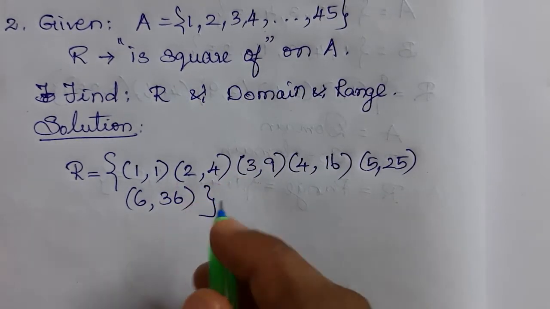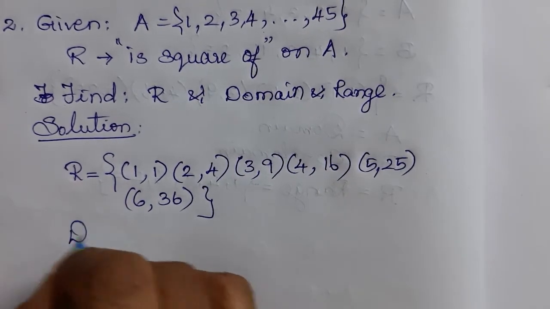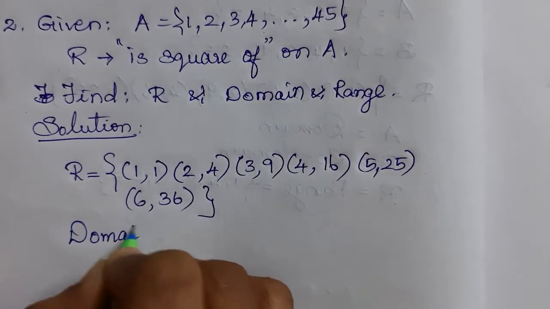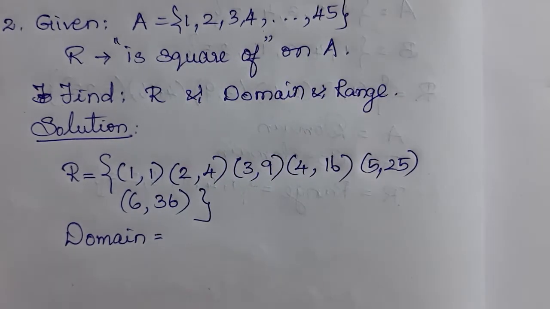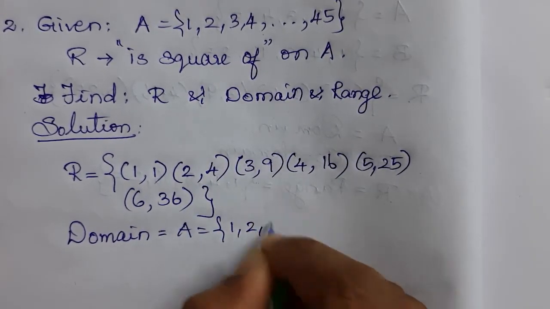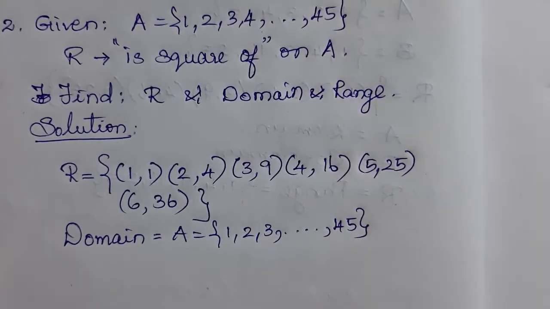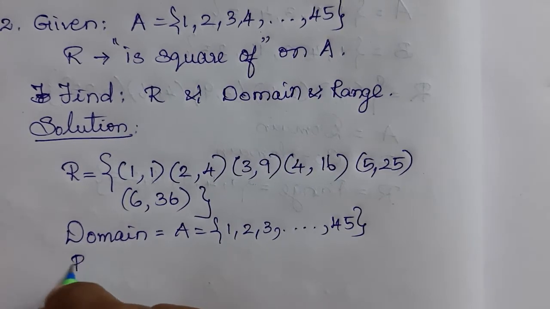Now what we have to do? We have written the relation. Next we have to write the domain. What is domain? As I told you, domain is nothing but the first set A. So domain is equal to A, which is nothing but 1, 2, 3, up to 45. Then we have to find the range.